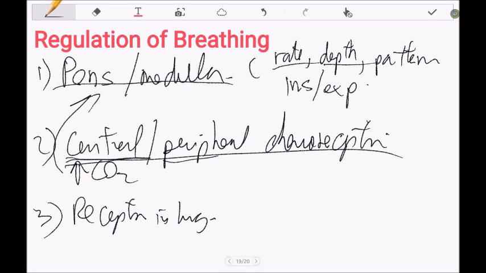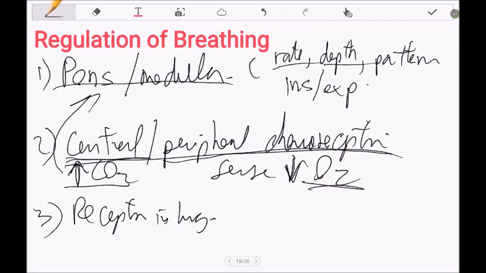The peripheral chemoreceptors are found mostly in the circulatory system, and they sense a decrease in O2. So central senses an increase in CO2 and peripheral senses a decrease in O2. When they sense a decrease in O2, same thing. They send a signal to the pons and medulla to increase the rate and the depth to correct that.